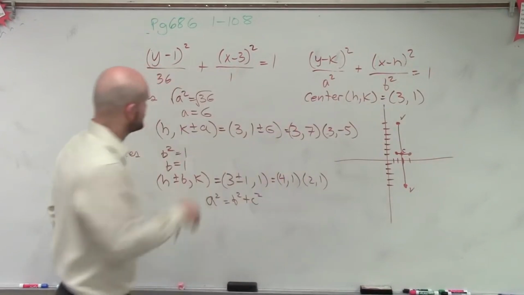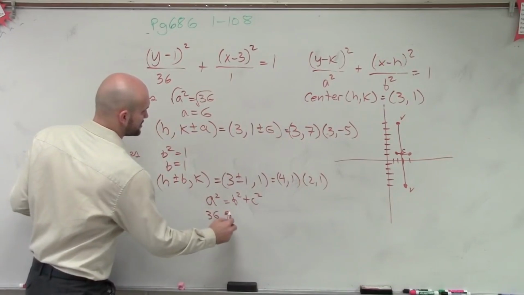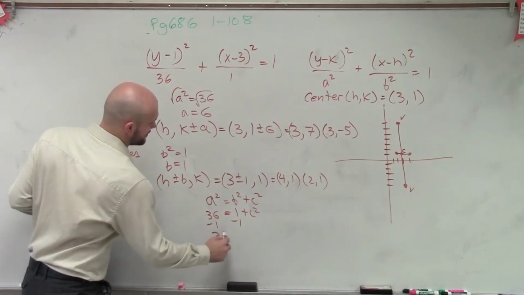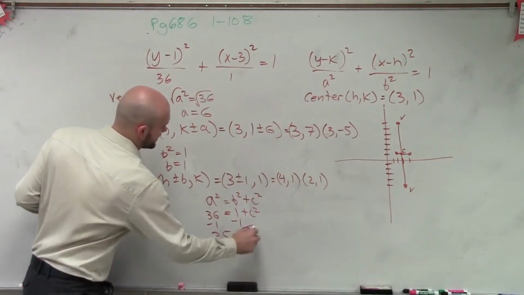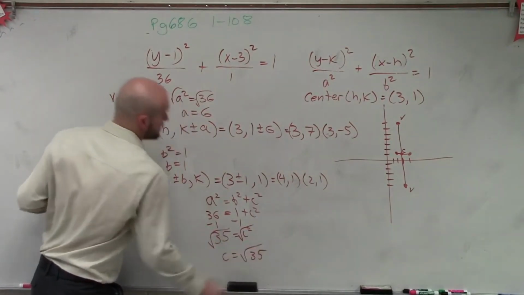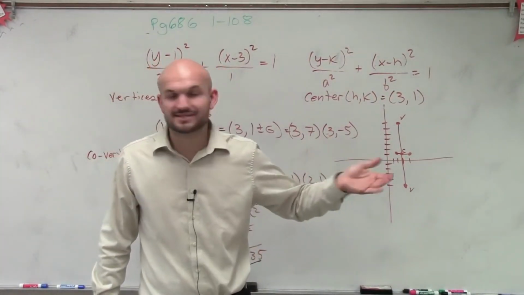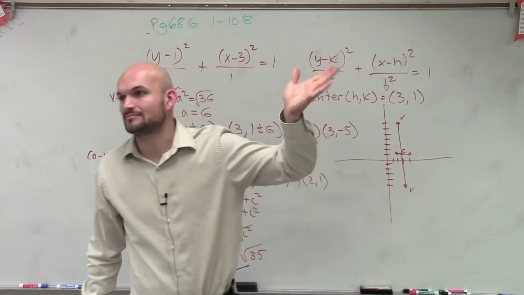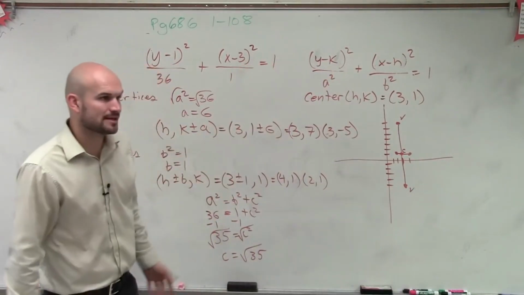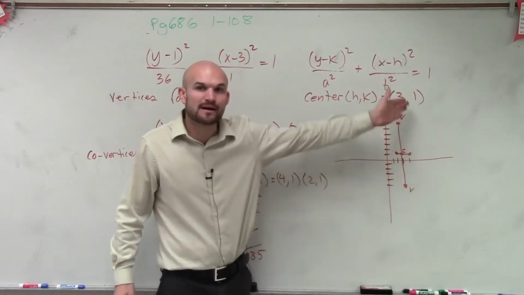So therefore, I know that a squared equals 36, which equals b squared, which is 1, plus c squared. So I subtract 1, and I get 35 equals c squared. Take the square root: c equals the square root of 35. Now, I can't reduce that, but if I give that a value, it's roughly 5.89, something right around there, high in the 5.8, 5.9 range. So where is that vertice? Remember, my foci have to lie on my major axis.